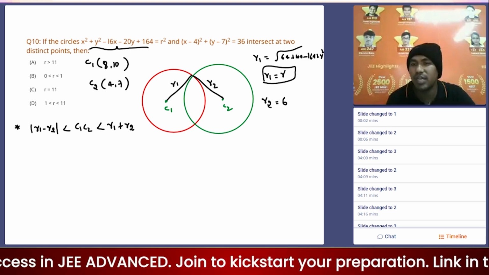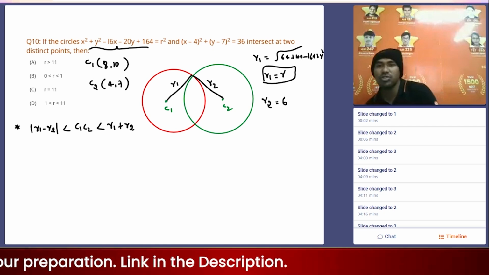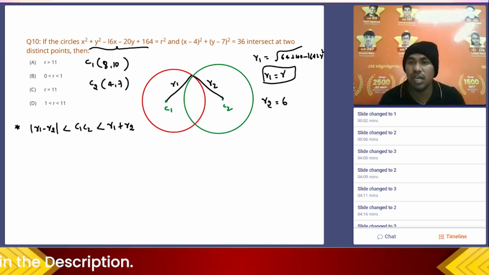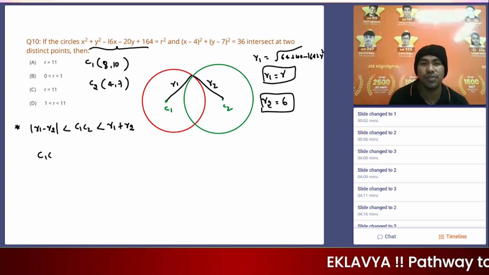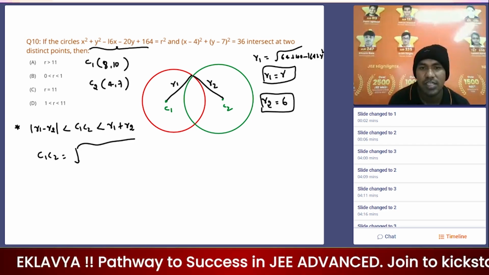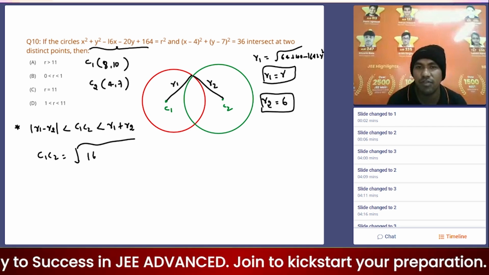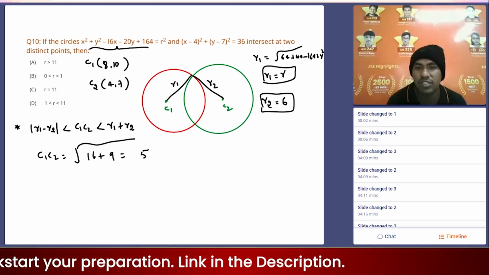So 6 only, because it is already in the standard form, (x minus h) whole square plus (y minus k) whole square is equal to R square. Now you have the R2 value and R1 value as R, then C1, C2. If you take the C1, C2 distance, what will happen to the distance between the 2 points? Yes, 4 minus 8, that will be 4, 4 square will be 16, plus 7 minus 10, 3 square will be 9, which is equal to 5.